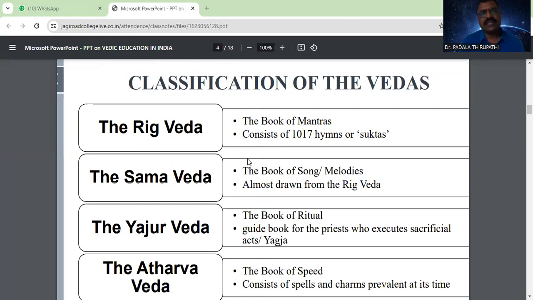Then the second Veda, the Samaveda. The Samaveda consists of the book of songs or melodies, which is very closely associated with music and fine arts, and is almost entirely drawn from the Rig Veda. Sama Veda contains music, that is Sa Ri Ga Ma Pa Da Ni.